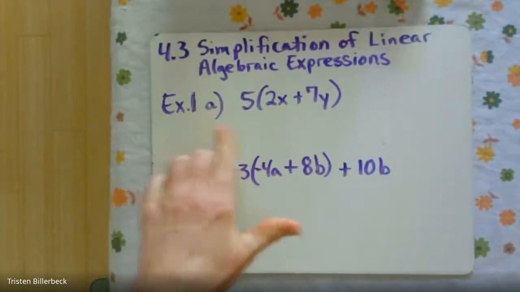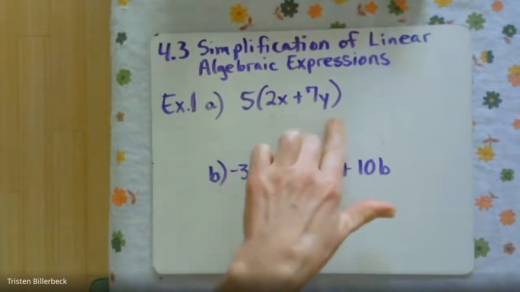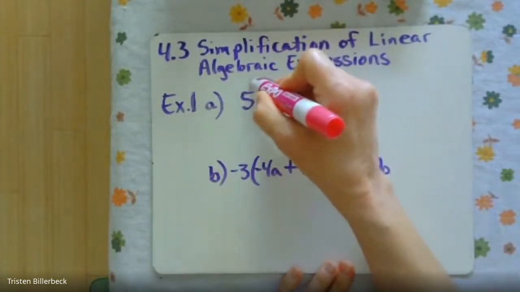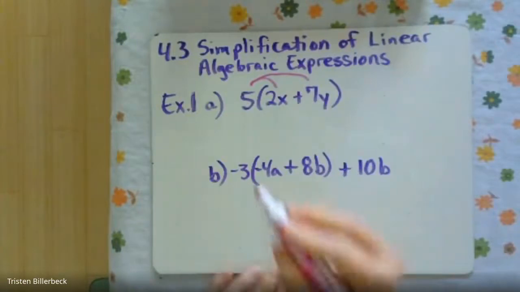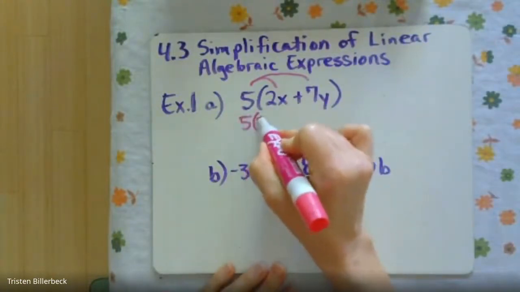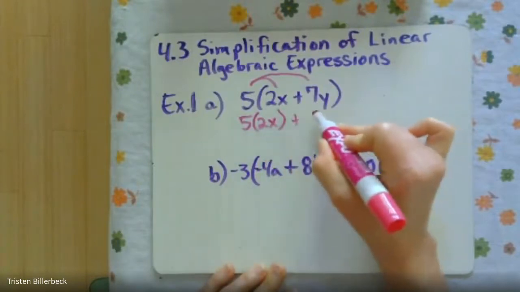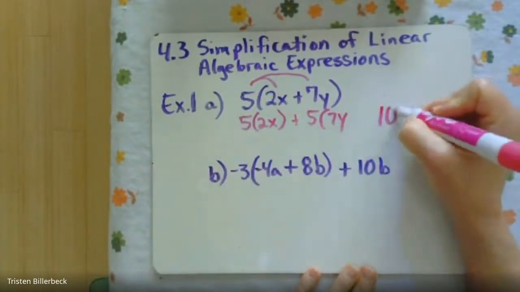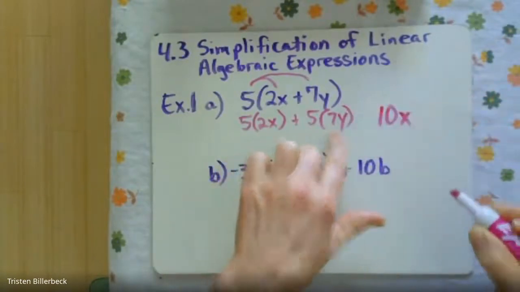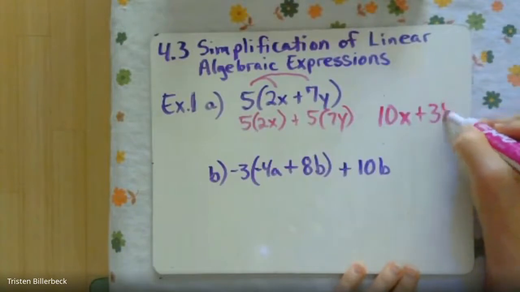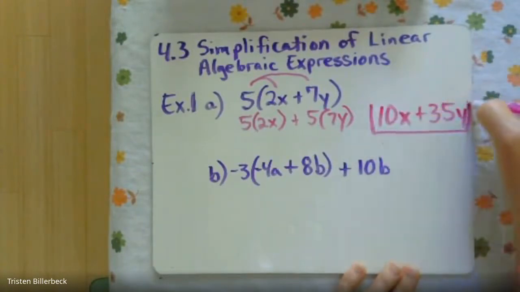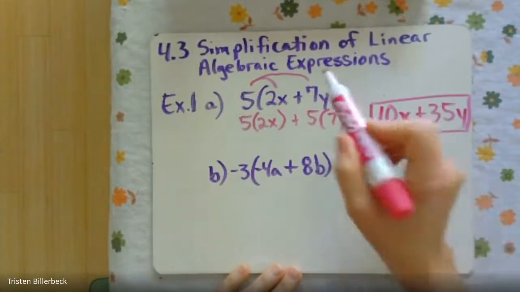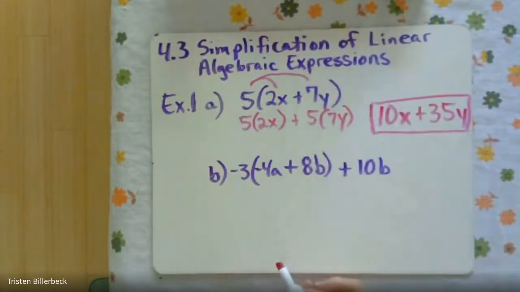All right, so first we have 5 times the quantity 2x plus 7y. That means we're going to have to distribute this 5 to both of these terms. So we have 5 times 2x plus 5 times 7y. Well, 5 times 2 is 10, so we have 10x, and 5 times 7 is 35, so we have 35y. And because this is an expression, we do not have an equal sign. Expressions have no equal signs.